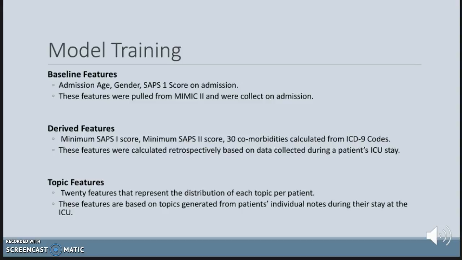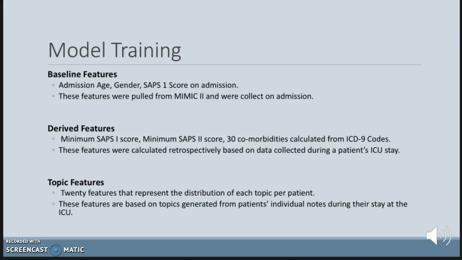Baseline features were age, gender, and SAPS-1 score on admission. These were pulled directly from MIMIC II and were collected on admission to the ICU. Derived features include minimum and maximum SAPS-1 scores, as well as 30 comorbidities calculated from ICD-9 codes. These are retrospectively calculated based on data collected during a patient's stay at the ICU. We also had 20 topic features that represent the distribution of each topic per patient. These features are based on topics generated from patients' notes that were collected throughout their stay at the ICU.